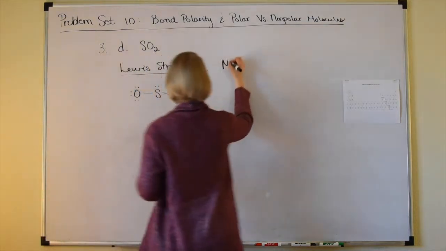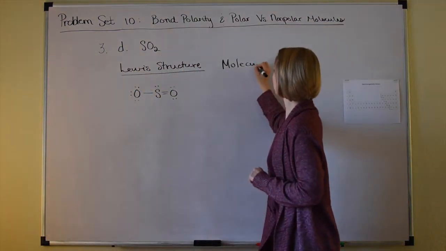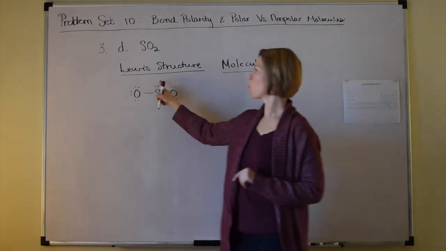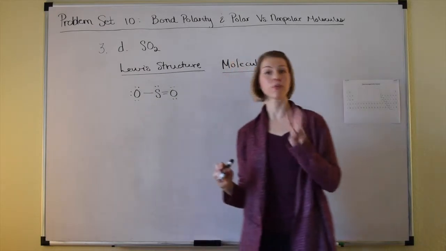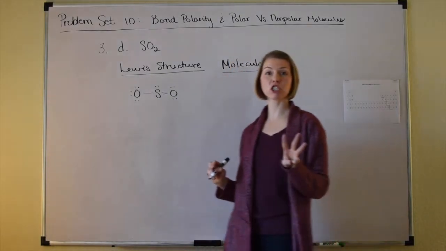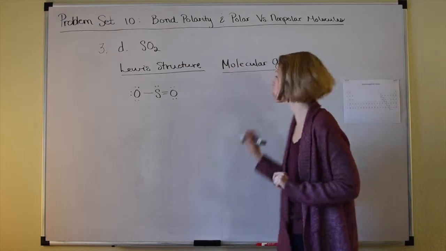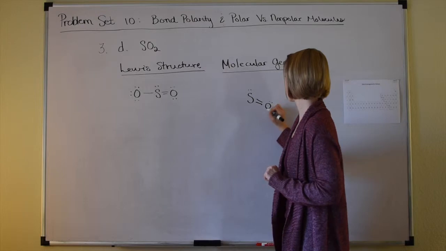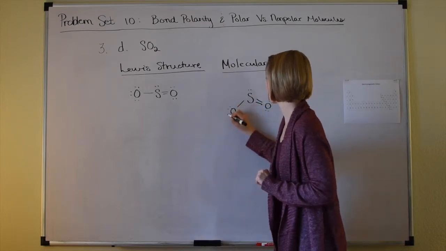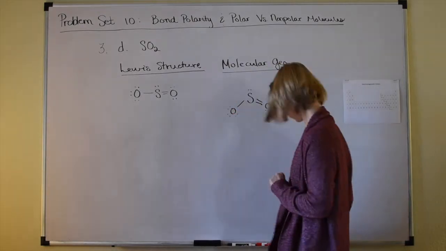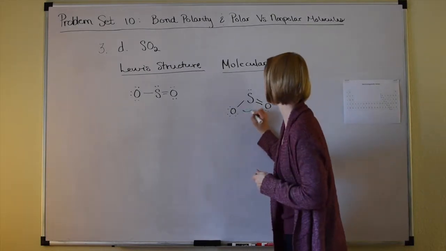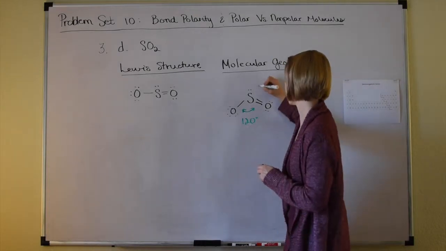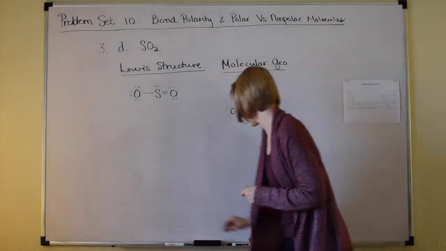Okay, molecular geometry. I'll just write GEO here. We've got 1, 2, 3 charge clouds. So maximum distance apart in 3-dimensional space is going to be 120 degrees. So I'm going to redraw this to try to show that angle of 120 degrees here. And here as well, but I'll just label one of them.